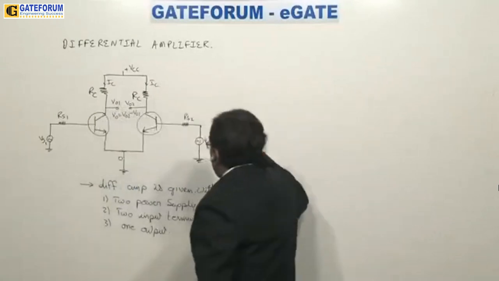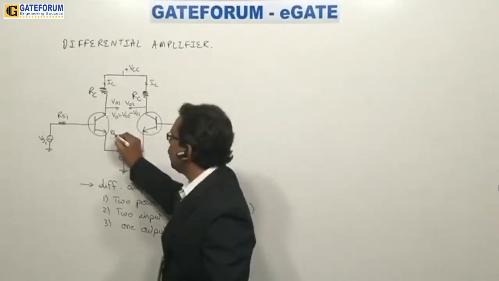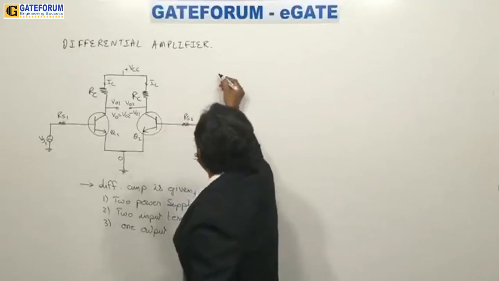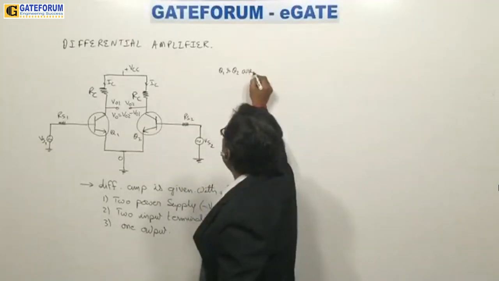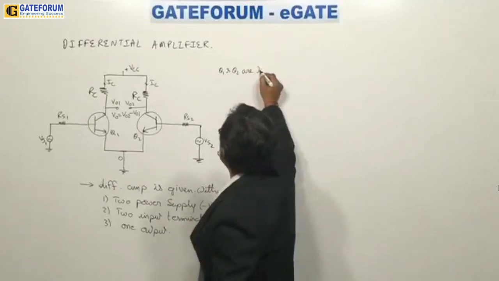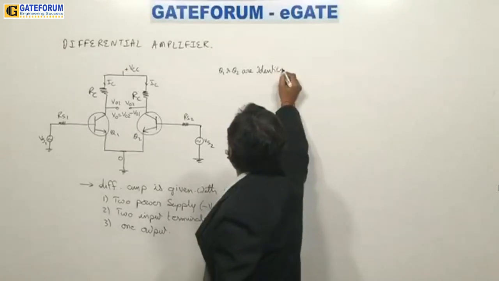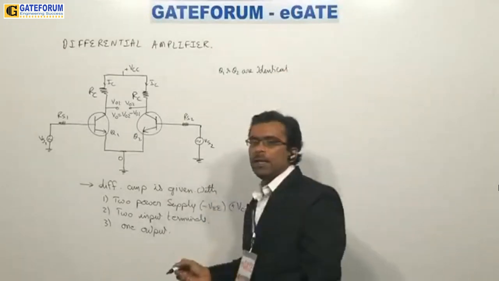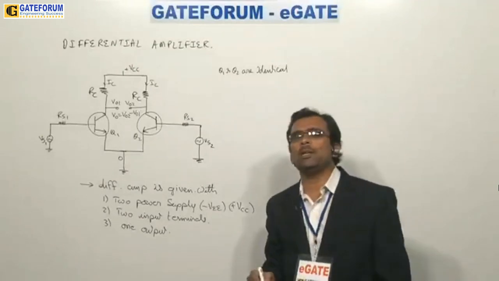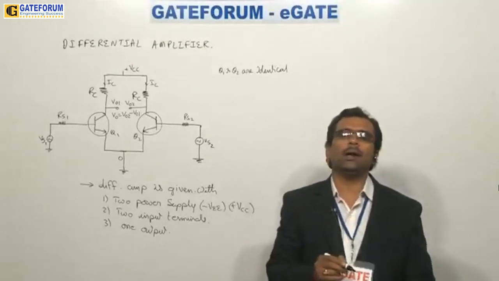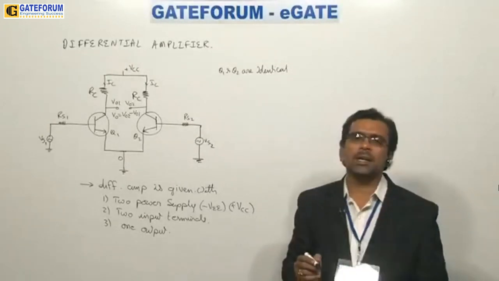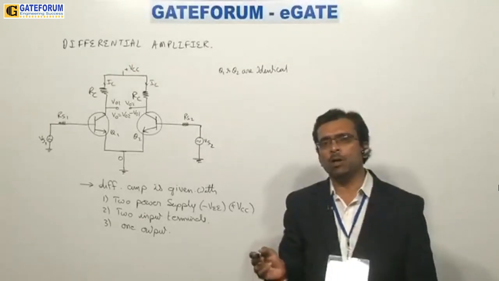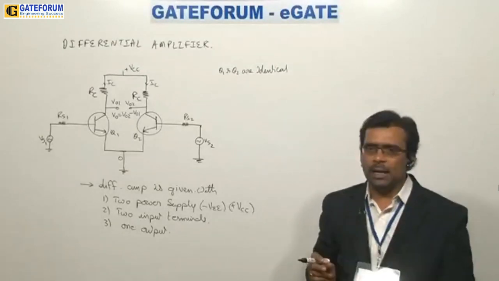Now, in this case, when they design the transistors Q1 and Q2, they are identical. Identical in the sense that their AC parameters, DC parameters, everything will be the same: alpha, beta, gamma, and their HIE, HRE, HFE functions, everything will be the same. So, like that only they try to design it.